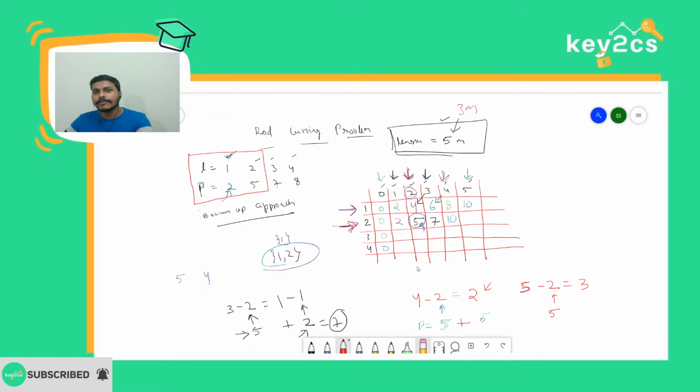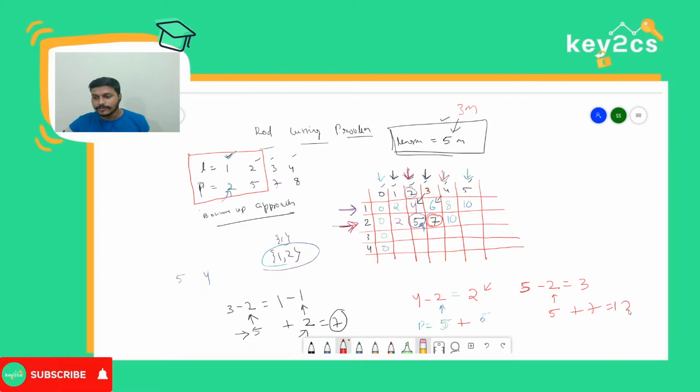Should you think about how to make this 3 meter rod? No, we need not think about this, because we have already stored the profit value to make 3 meter. In the same row, if you go to column value 3, you would get the value 7, which is nothing but the profit value to make a 3 meter rod. You just have to add that value, which gives you 12. So the profit value here is 12.